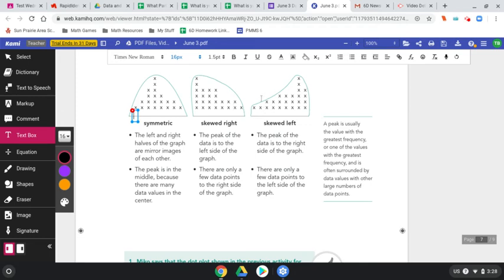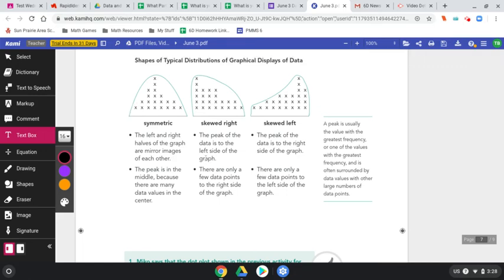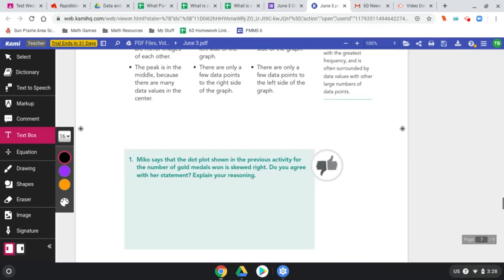And then skewed left is just the opposite. With the lower values, you have a lower number of observations. With the higher values, you have higher numbers of observations. So we're going to look at those terms as a way for us to describe data as well.